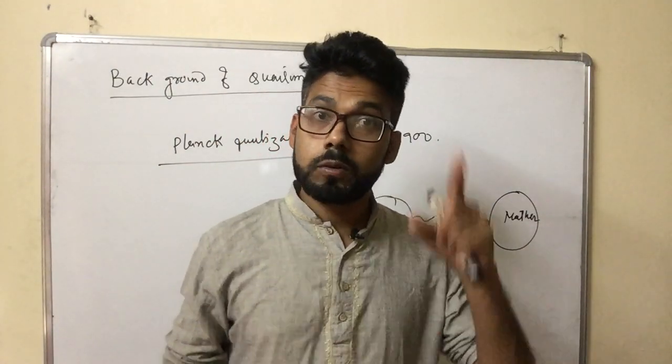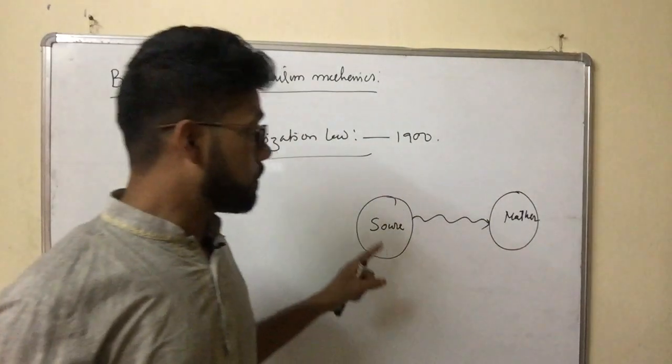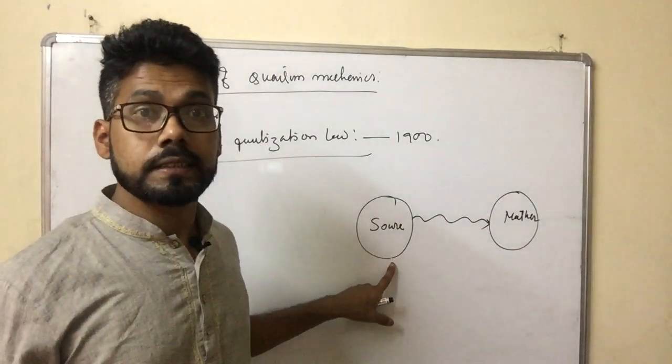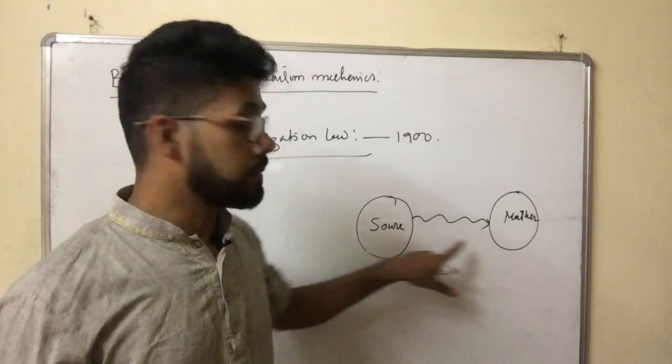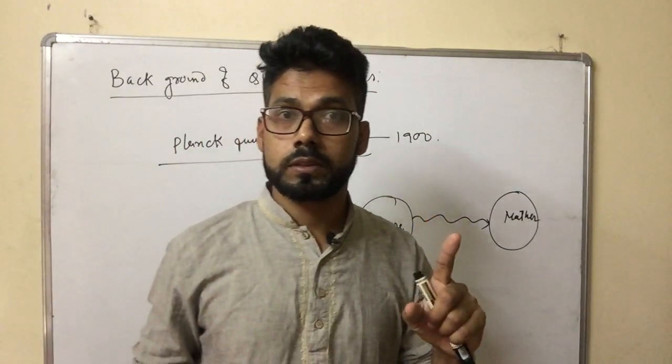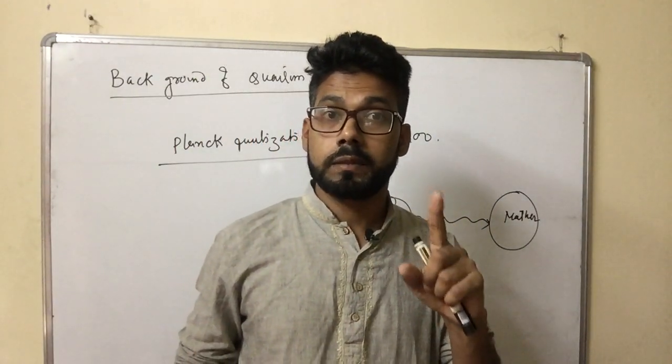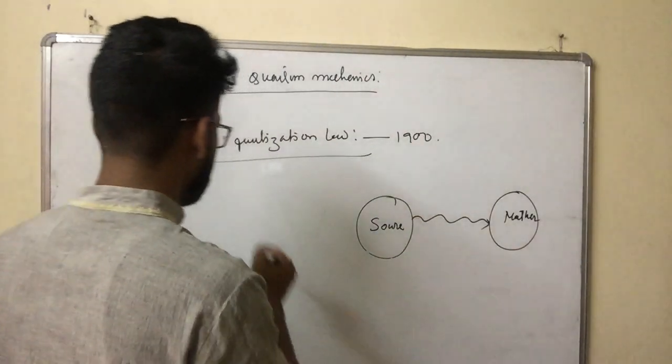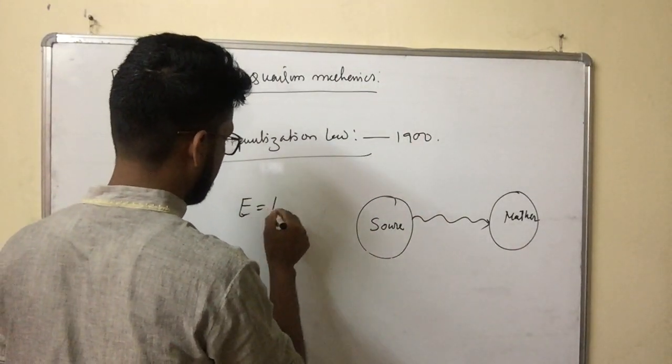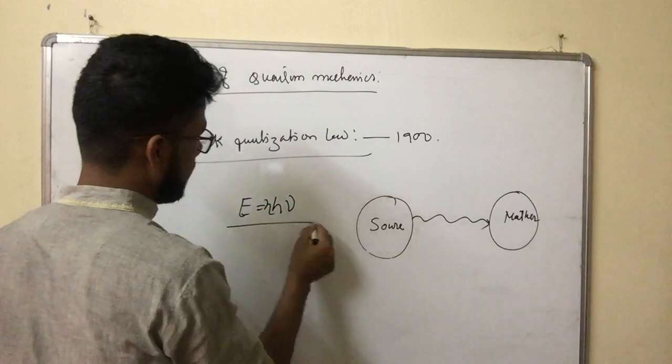Okay, but according to Planck, this exchange of energy between the radiation source and matter is not a continuous process. It is in discrete packets of energy. So what do we mean by that? E equal to n h nu, where n is an integer.